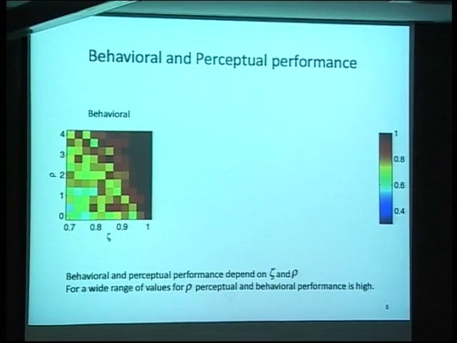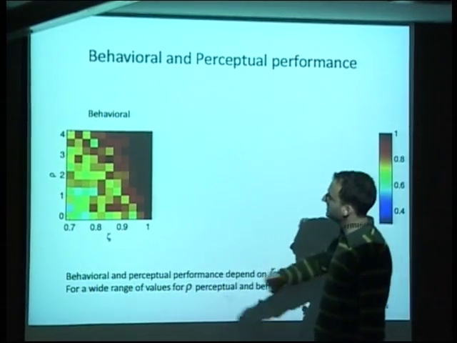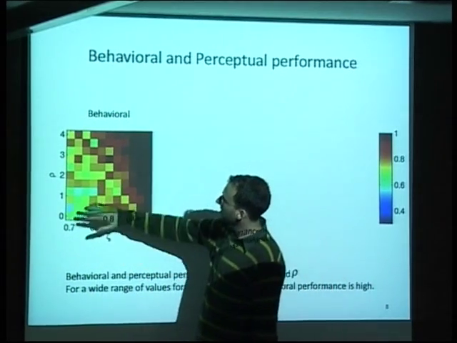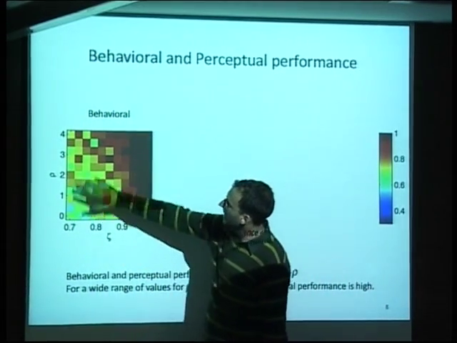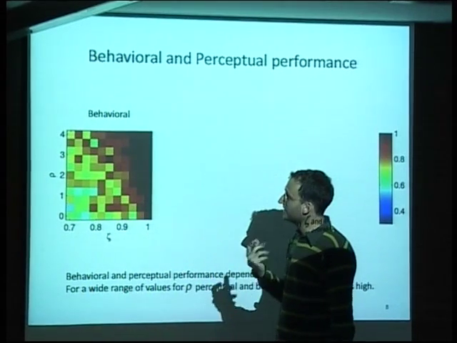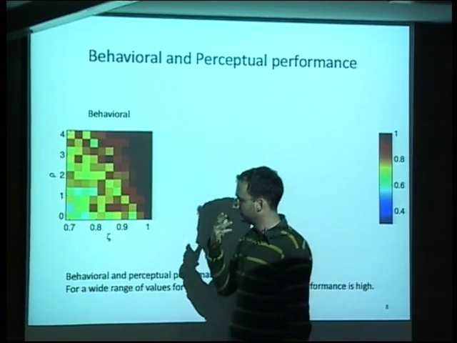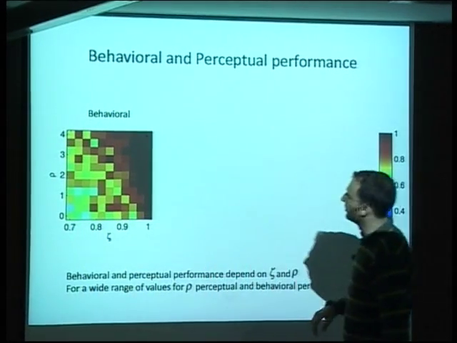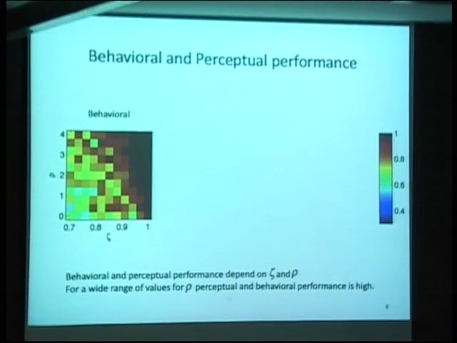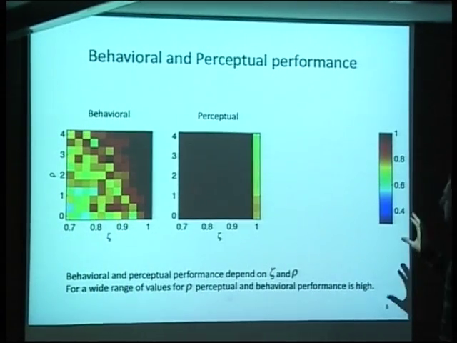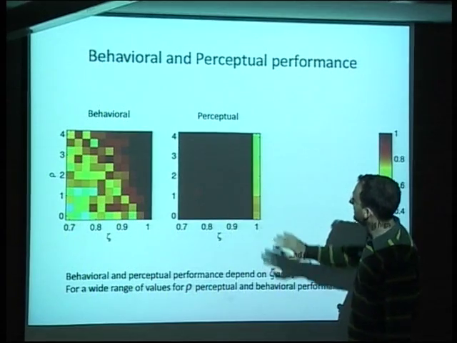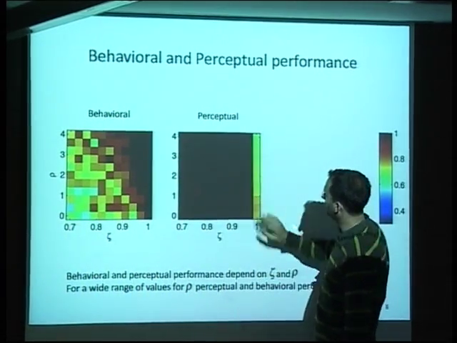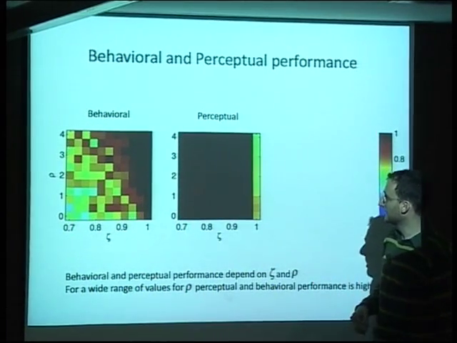If I do this for the different parameters and plot the performance in this matrix, here I have zeta going from 0.7 to 1, and you have rho going from 0 to 4. This means the higher the rho, the higher the impact on the behavioral prediction. I see that I have in this region a high performance in the behavioral measure. But if I do the same for the perceptual performance, I see that exactly in this region where I have a high performance for the behavioral part, I have a low performance for the perceptual measure.